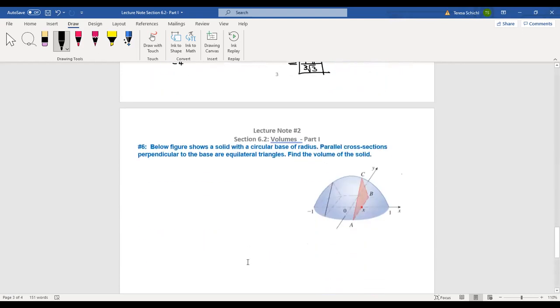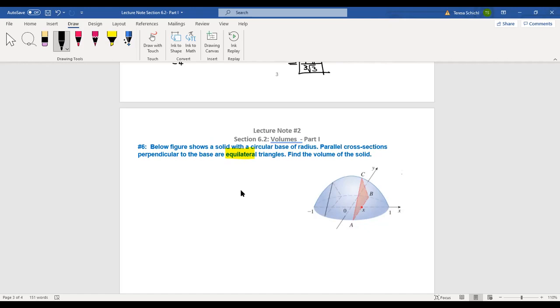Okay, let's take a look at the last problem here. They said this is the figure for a circular base, so the base here is circular. And if you do cross sections perpendicular to the x-axis, you will get equilateral triangles here. So this pink triangle is an equilateral triangle. All right, so now let's take a look. How do I find the x, and how do I find the areas?